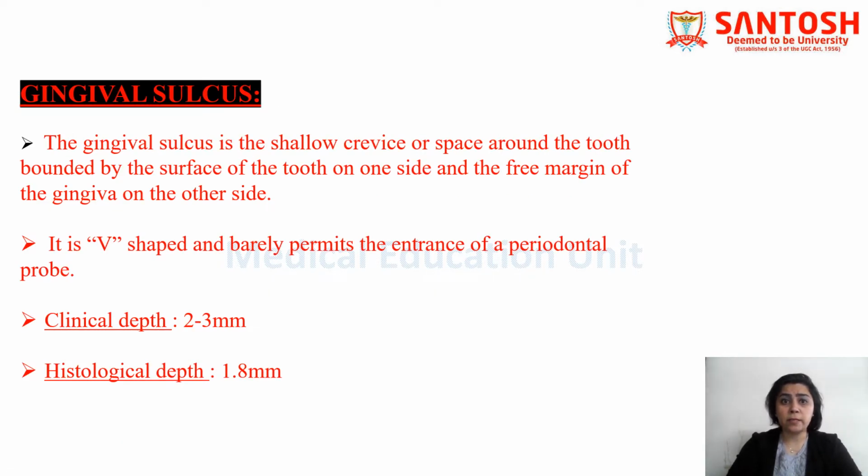Gingival sulcus is a shallow crevice or space around the tooth bounded by the surface of the tooth on one side and the free margin of gingiva on the other side. It is V-shaped and barely permits the entrance of the periodontal probe. Clinical depth of gingival sulcus is 2.3 mm, whereas the histological depth is 1.8 mm.